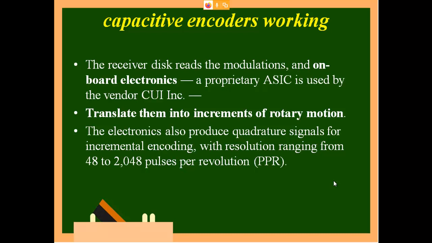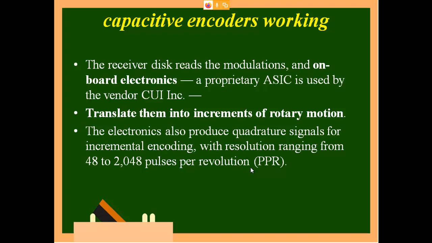The electronics also produce quadrature signals for incremental encoding, with resolution ranging from 48 to 2048 pulses per revolution. This depends on the pattern which you are etching. By the pattern which you are etching, I can increase the number of pulses, and thereby the resolution will increase. See, if in one entire 360 degree round you get 8 pulses, you call it 8 bit. If you get 16 pulses, you get 16 bit.